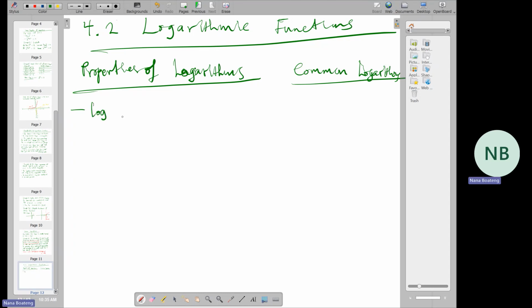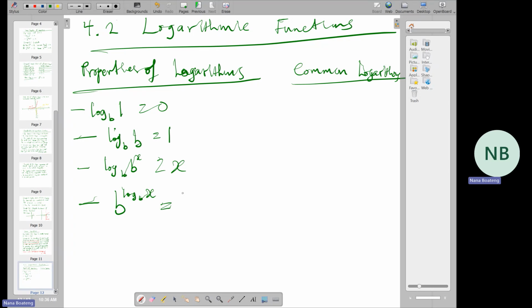Log to the base b of 1 is equal to 0. Log to the base b of b is equal to 1. Log to the base b of b to the power x is equal to x, and b to the power of log to the base b of x is equal to x.